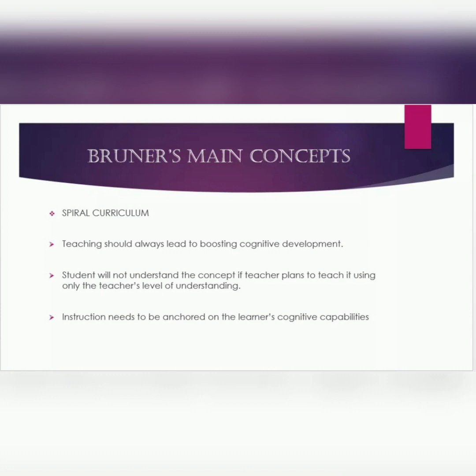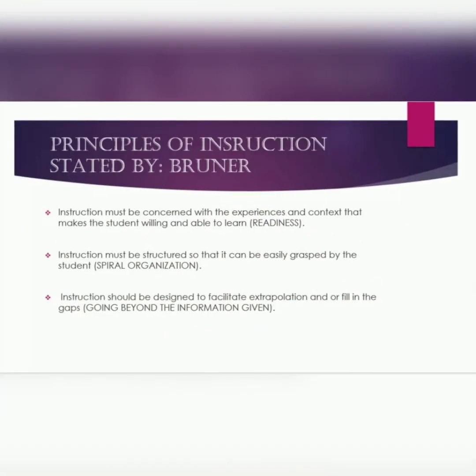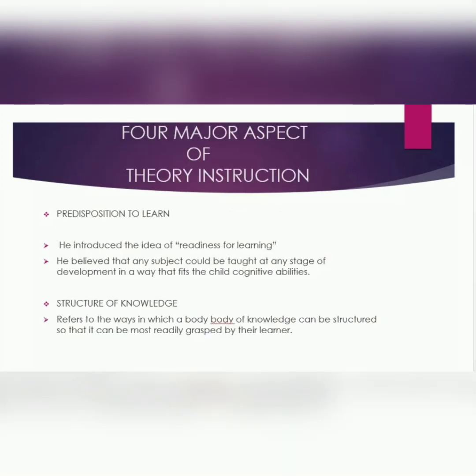Spiral curriculum. The teacher should step down to the knowledge of the student in teaching for effective learning. Discovery learning. The best example of this are the philosophers. They are the people who love to study and focus on things on their own and make it a theory. Instruction should be easily grasped and can be followed easily. It should serve as the guide for the student.